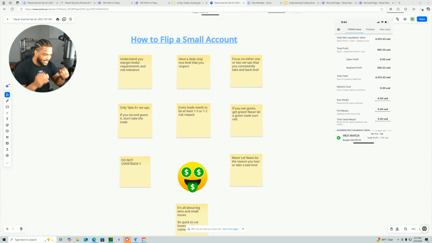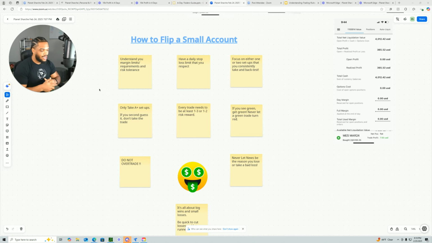So let me give you some of the key elements that I use every time I flip a small account, because of course this is not the first small account that I have flipped. So number one, you need to understand your margin limits and requirements and your risk tolerance.